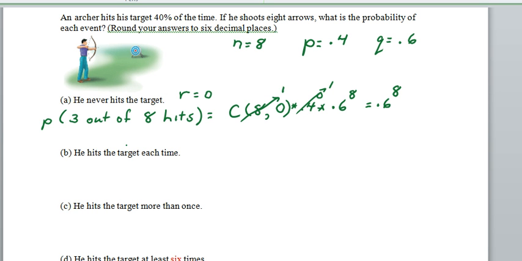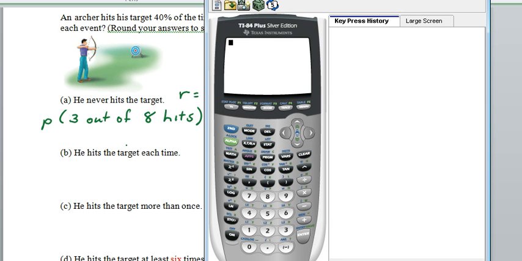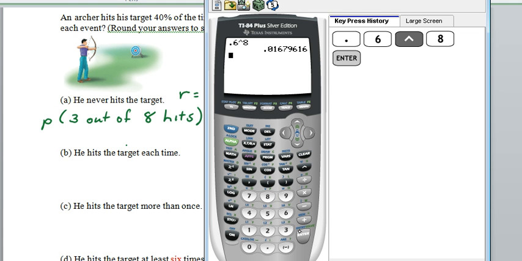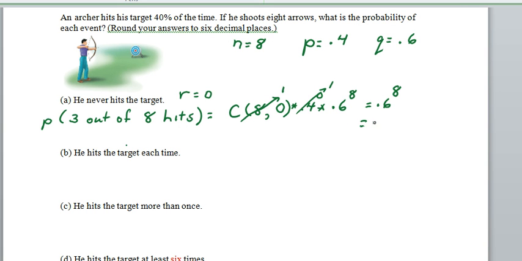So if we pull up the calculator, we'll have 0.6 raised to the 8th power, which is 0.016796. In the second case, it's the probability that 8 out of 8 hit the target.